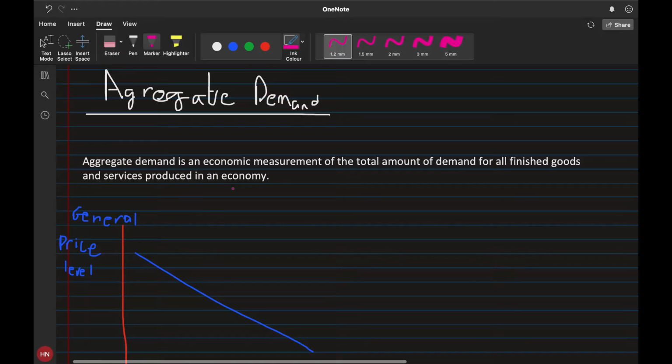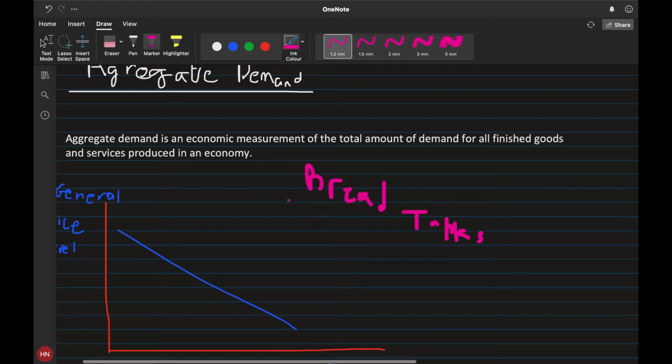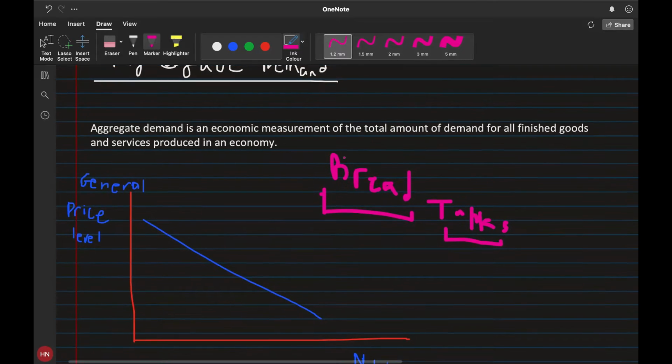produced in an economy. So in this case, we are not talking about bread only, right? We are not talking about, let's say, cars only. We are not talking about the demand for one individual. We are not talking about the demand for all individuals for a given good, which is known as the market demand. We are rather talking about the demand for all goods and services in an economy, bread plus tanks plus cars plus phones plus every single thing that is produced and demanded in a given economy.